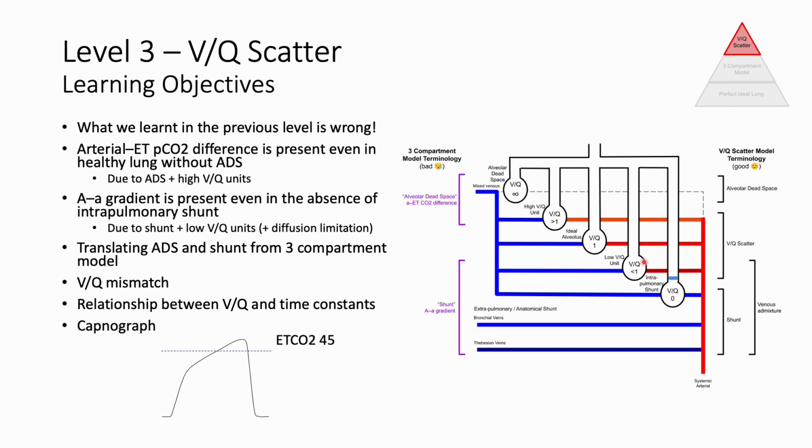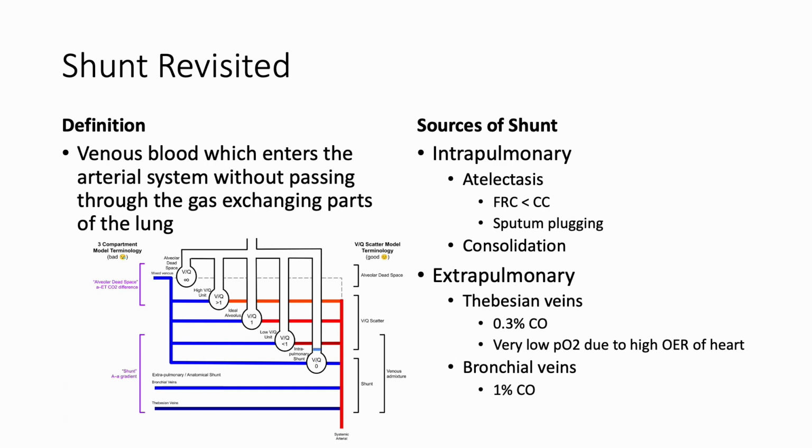Furthermore, we should recognize that in addition to intrapulmonary shunt, there are other types of shunt as well, the extrapulmonary shunts that come from the bronchial veins and the Thebesian veins. Our definition of shunt still holds up, but we now need to understand that not all shunt is composed of mixed venous blood. The Thebesian veins drain venous blood from the myocardium and empty directly into the left side of the heart, bypassing gas exchange in the lungs.